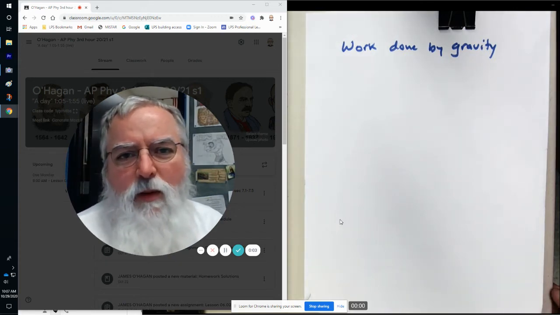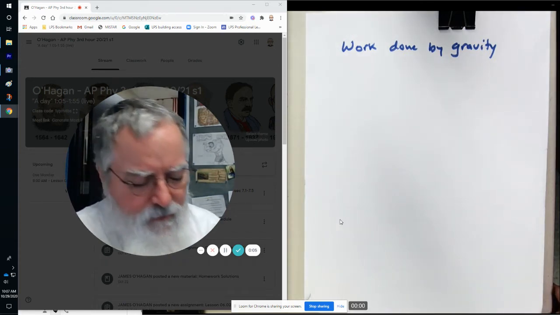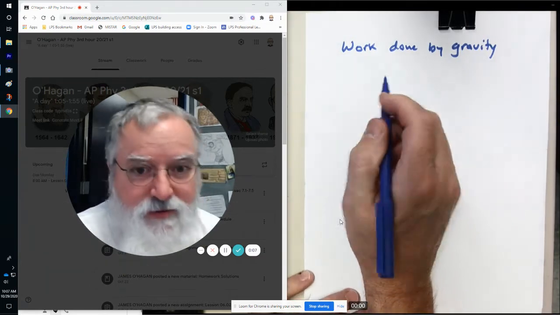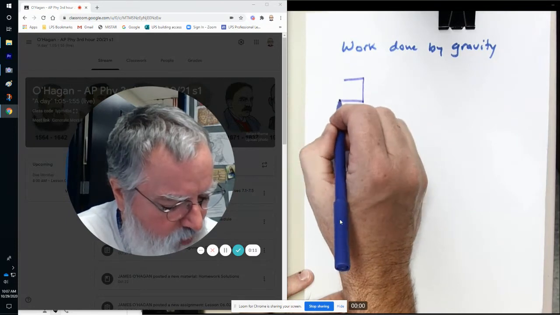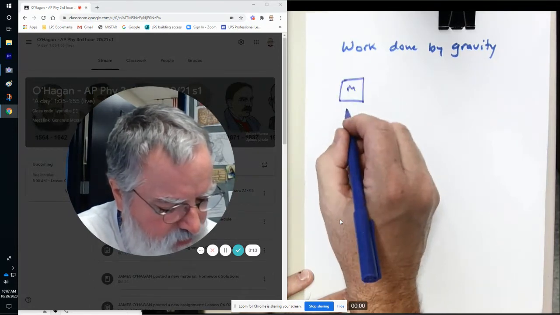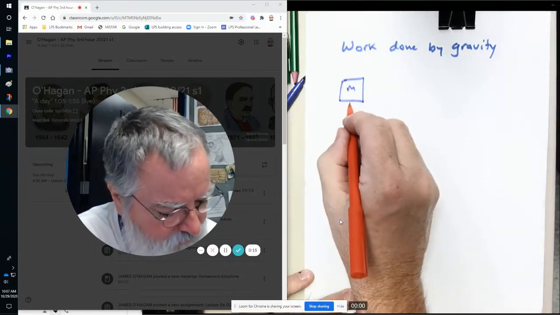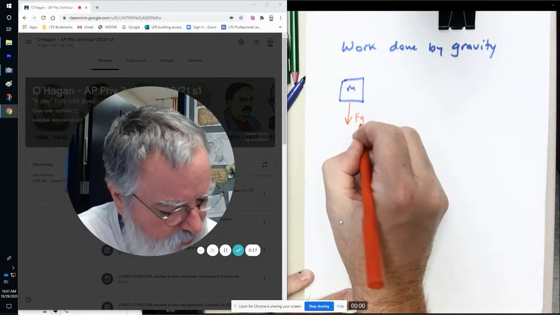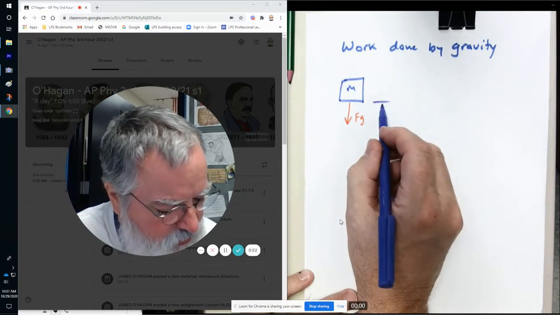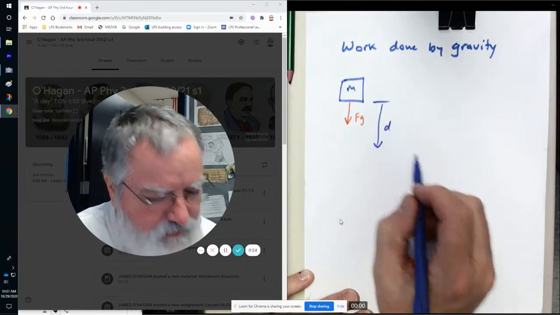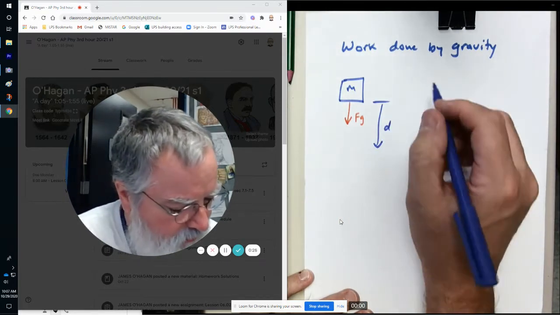Today we're going to talk about work done by gravity. If an object is just falling, so we got some mass, and I like red for my forces, I've got my force gravity pulling it down, and let's say it drops some distance d. Work done by gravity is pretty easy.